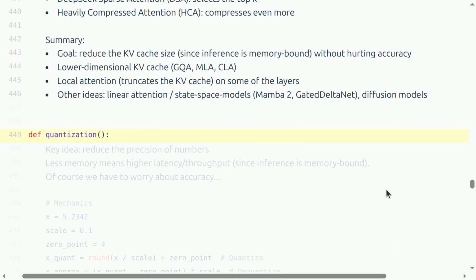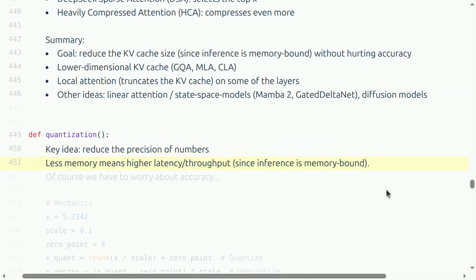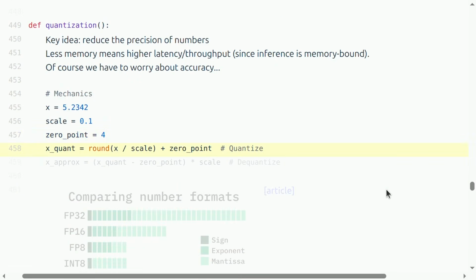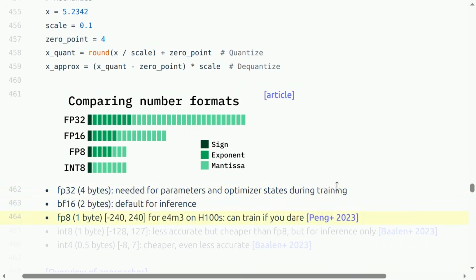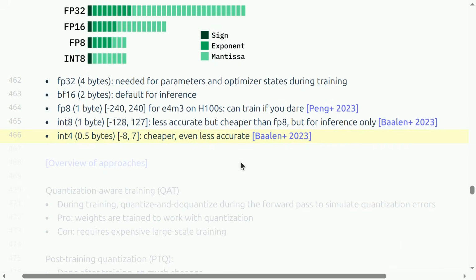Okay, so let's talk about a few other ideas which are important. Quantization is less of an architecture idea and much more of a systems perspective on how to make things smaller. The key idea here is just to reduce the precision of the numbers. Less memory means lower latency and higher throughput. And obviously you have to worry about accuracy. There are many options here, all the way from BF16 down to Int4.